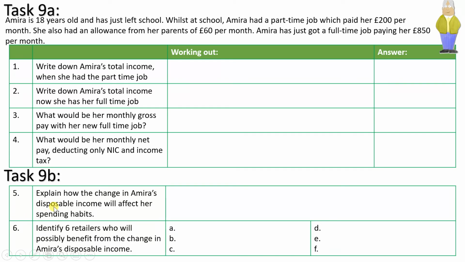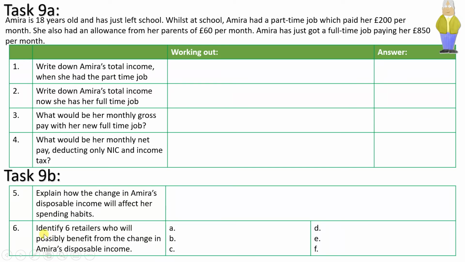Question 5. Explain how the change in Amira's disposable income will affect her spending habits. So this is probably you looking back on that tomato soup task and thinking what will happen to Amira now she's changed from her part-time job, which is effectively £260 a month, to now her £850. What do you think she's going to do now in terms of her spending and her disposable income?